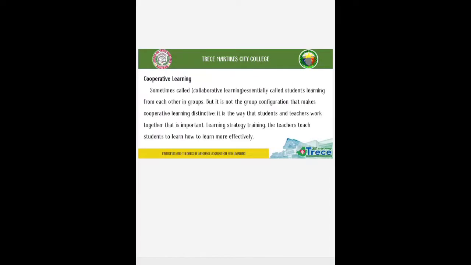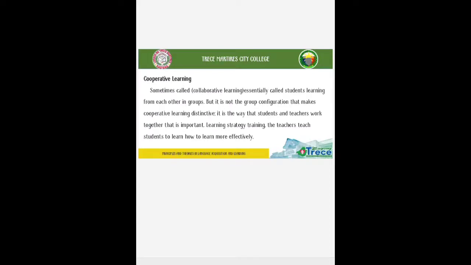So next, cooperative learning. Cooperative learning, sometimes called collaborative learning, initially involves students learning from each other in a group. From the word itself, cooperative, so it is sometimes called collaborative learning. So you have to collaborate or cooperate with other groups po to acquire knowledge and learning.